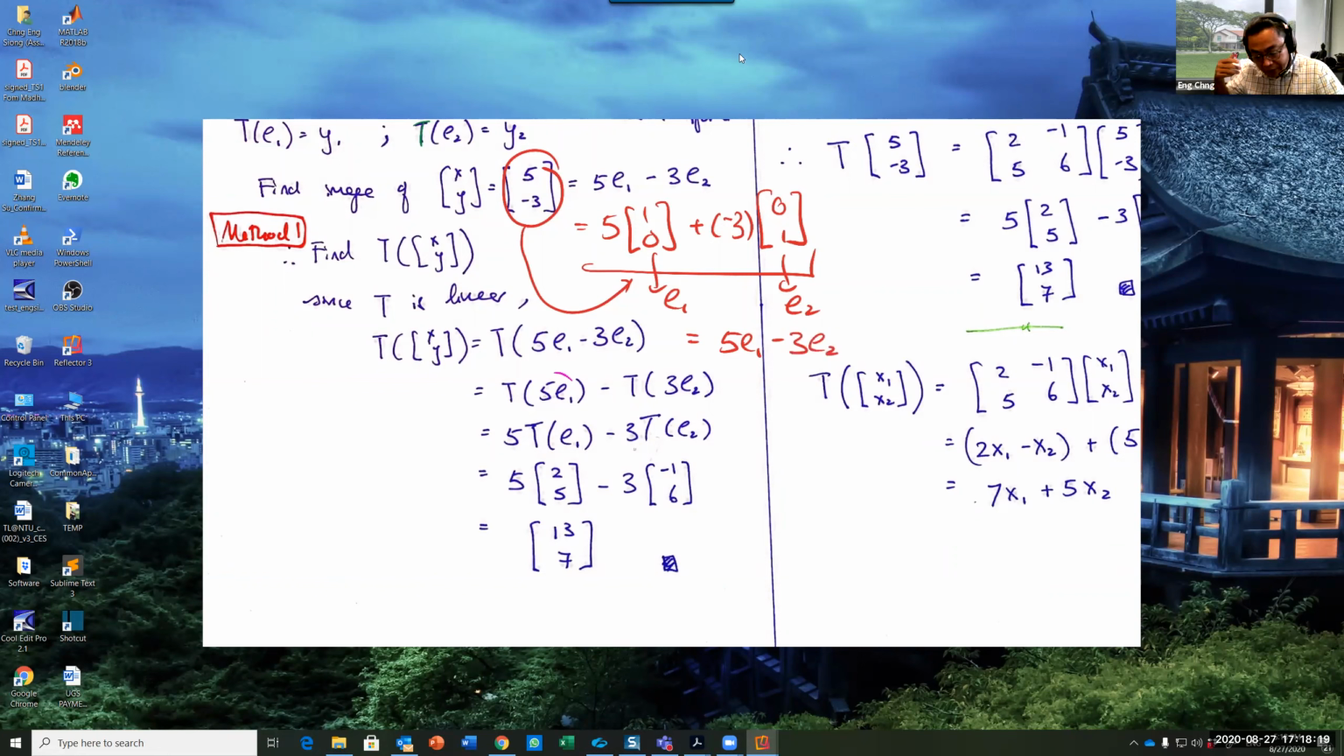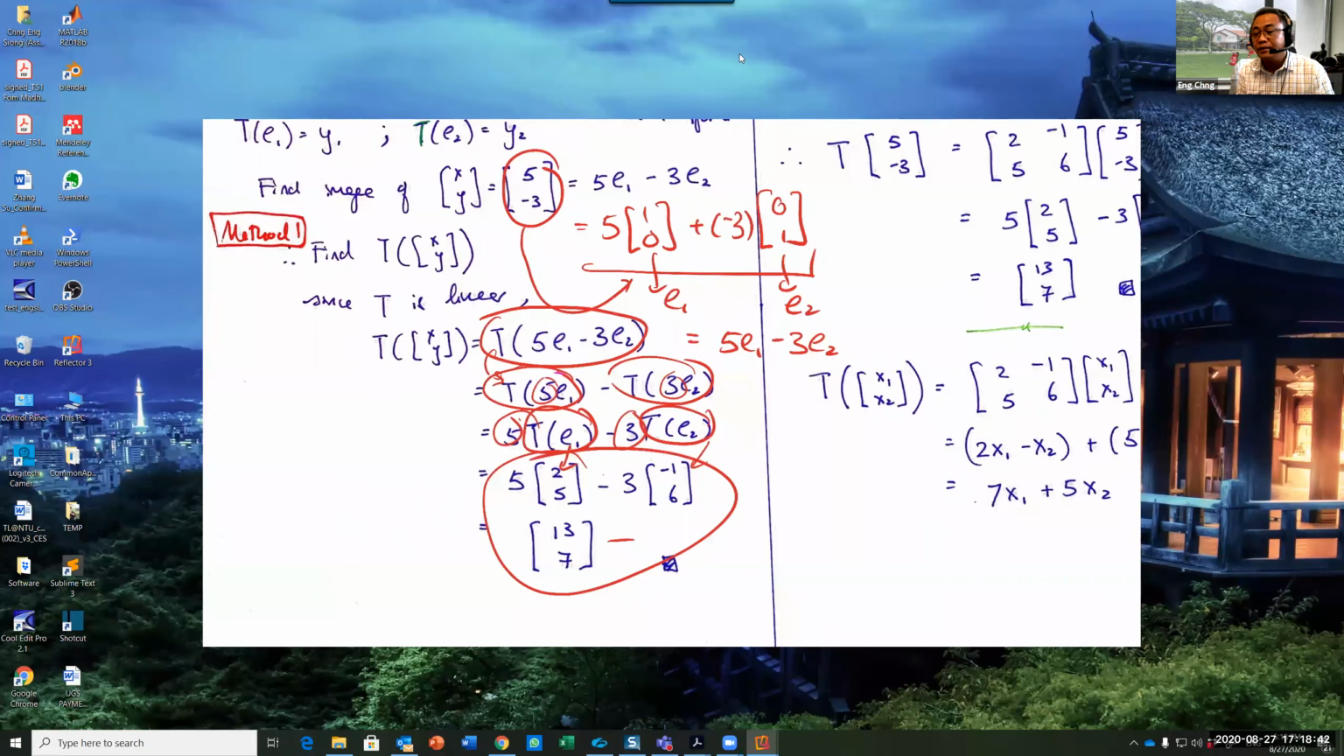And then remember that this is a linear transformation, so I can keep on breaking things down. I can bring the 5 out and I can bring the 3 out. And then this was given to us: TE1 is equal to this, and TE2 was given as this. Therefore, now we can compute and get the answer. So this is from first principles. You must understand what a linear transformation is, and then we'll get the answer.